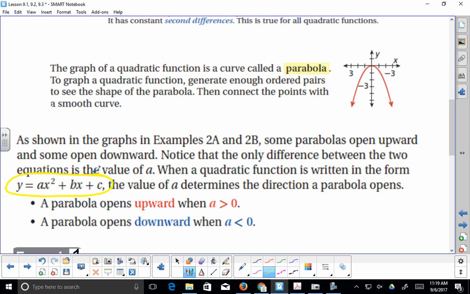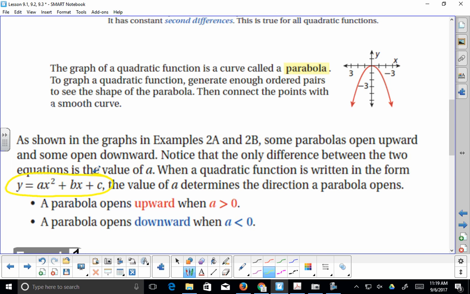If a is 0, though, okay, what do I get when I multiply by 0? 0. So if a happened to be 0, then it would not be a quadratic. It would end up being a linear model then instead.